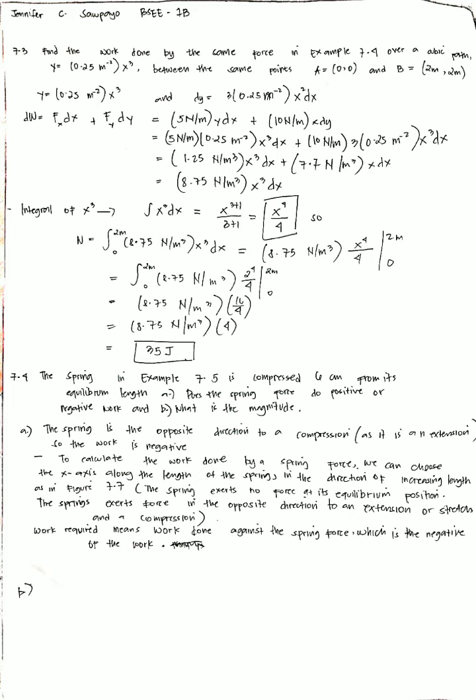To calculate the work done by a spring force, we can choose the x-axis along the length of the spring in the direction of increasing length as in figure 7.7. The spring exerts no force at its equilibrium position. The spring exerts force in the opposite direction to an extension or stretch and a compression. So work required means work done against the spring force, which is the negative of the work. So the question B is, what is the magnitude?